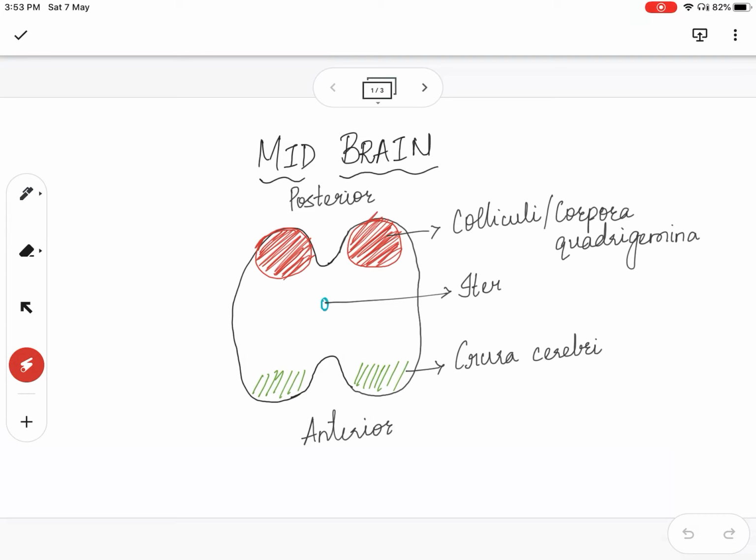Two are present on the upper side, so you call it superior colliculus. Two are present on the lower side, so you call it inferior colliculus. So the name colliculi is also correct because it is plural in number. Colliculus is also correct, or you can also call it optic lobe. Now all these four projections are connected together and they are called corpora quadrigemina.